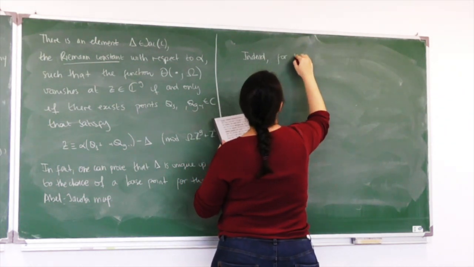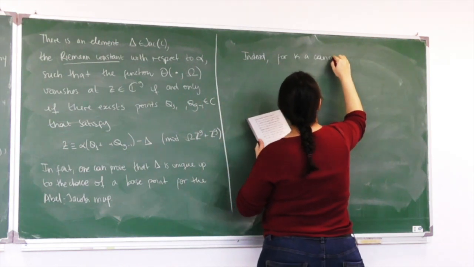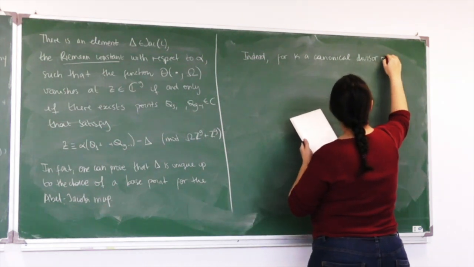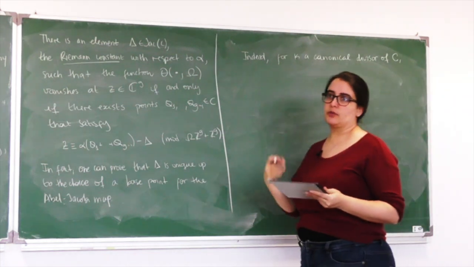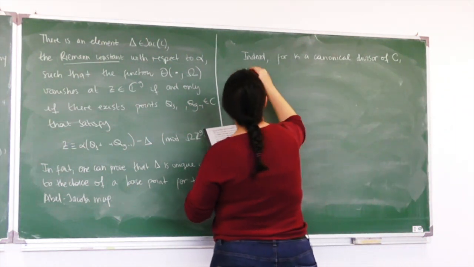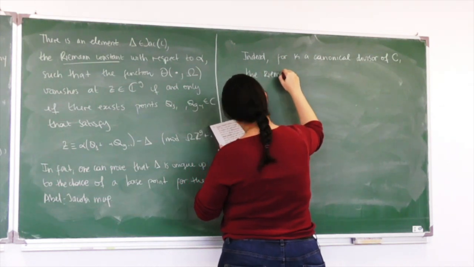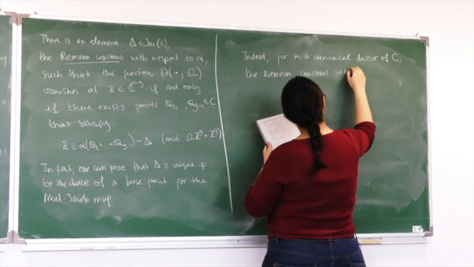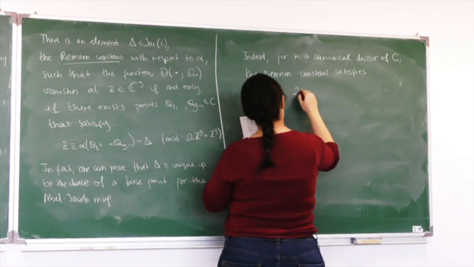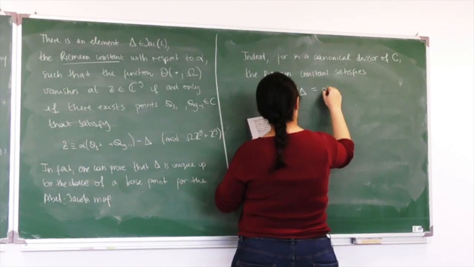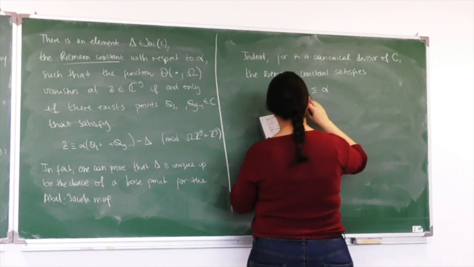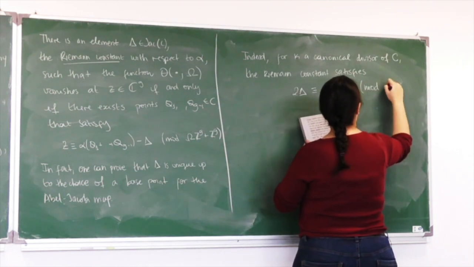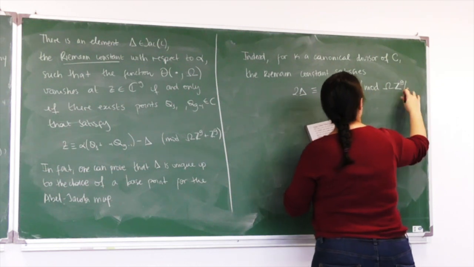for kappa, a canonical divisor of C, so just the divisor associated to a holomorphic differential on the curve, we have that the Riemann constant satisfies that 2 times the Riemann constant is equal to, we should say congruent to, the image via the Abel-Jacobi map of this canonical divisor, again modulo the lattice that we are working on.